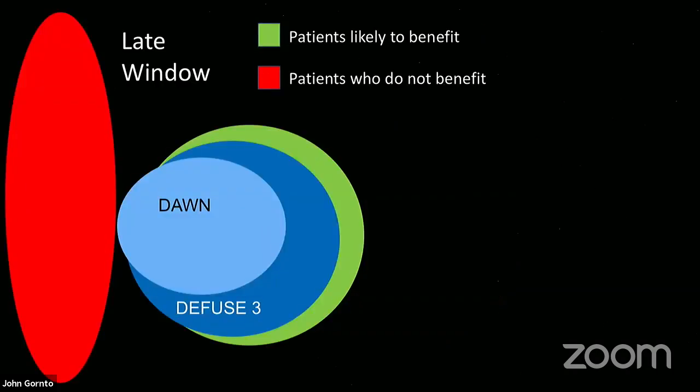That's early window. What about late window? This is the way I see things. Obviously, DEFUSE 3 had more broad selection criteria. More patients got in than DAWN, but clearly there were patients who we excluded that could benefit. But there are a lot of patients in that late window who've completed their infarct.